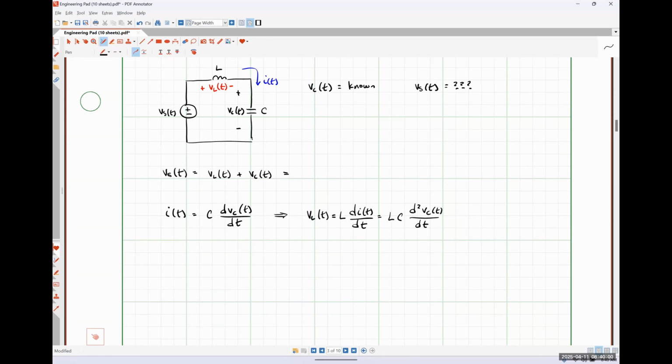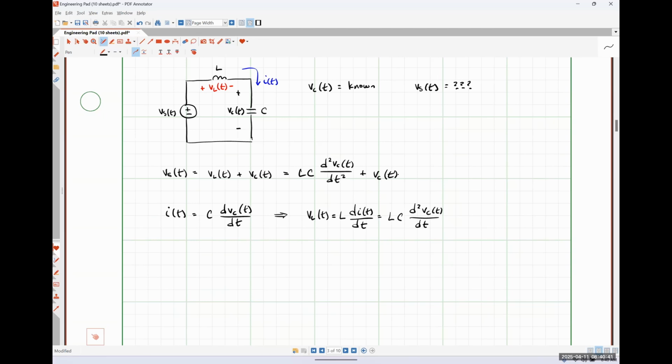And then coming back to the beginning, we'll have LC times the second derivative of our capacitor voltage with respect to time, plus just our capacitor voltage with respect to time, is the source voltage that we're looking for. So not particularly hard if you know what you're doing, but most of you guys probably aren't used to setting up second order differential equations. So this gives you a very strong starting off point for this problem.